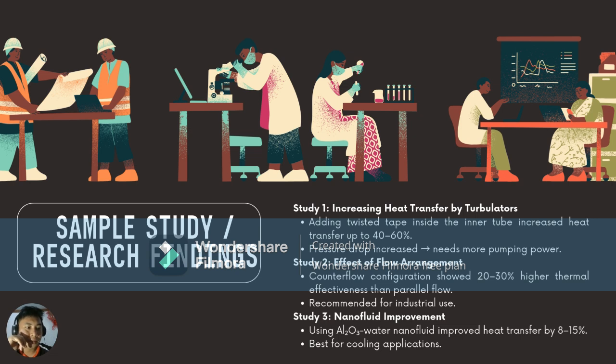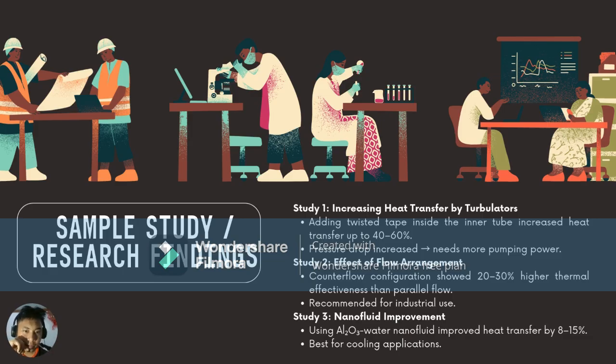Pero mutaas pod ang pressure drop, so increased pressure drop needs more pumping power. So kinahanglan ta og taas nga pump. Then study 2: effect of flow arrangement. Contraflow configuration shows 20 to 30% higher thermal effectiveness than parallel flow, and is recommended for industrial use.